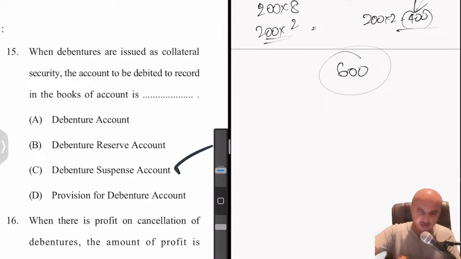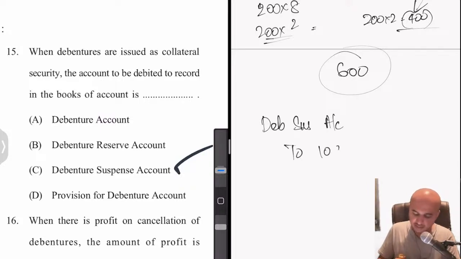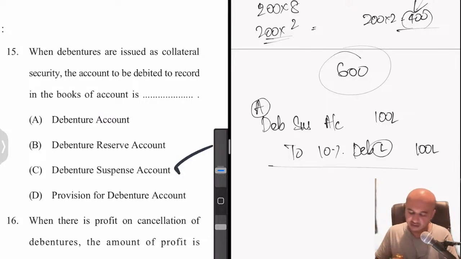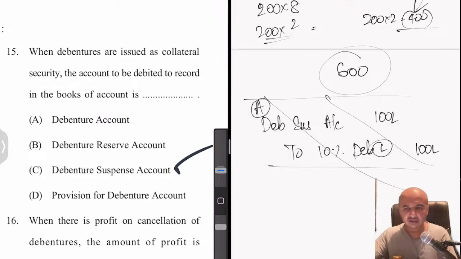So the entry when we issue debentures as collateral security will be debenture suspense account to 10% debentures, assuming interest rate is 10%. So let's say 100 lakhs, 100 lakhs. This will be on the asset side, this will be on the liability side, as long as that loan is active. Once the loan is completely paid off, then we'll simply reverse this entry and cancel this.